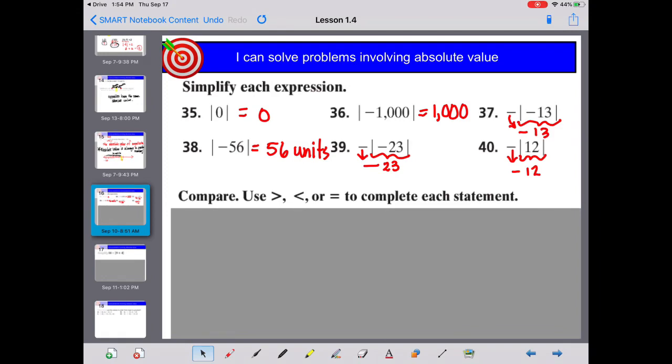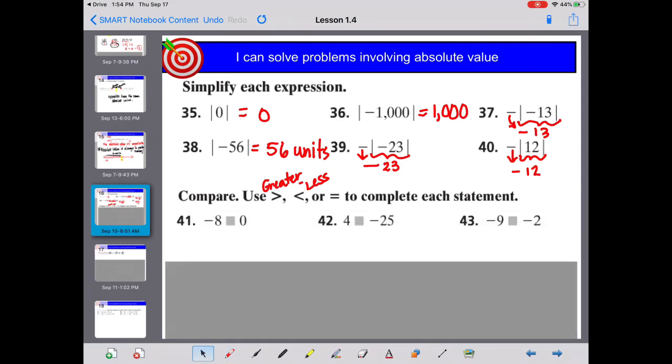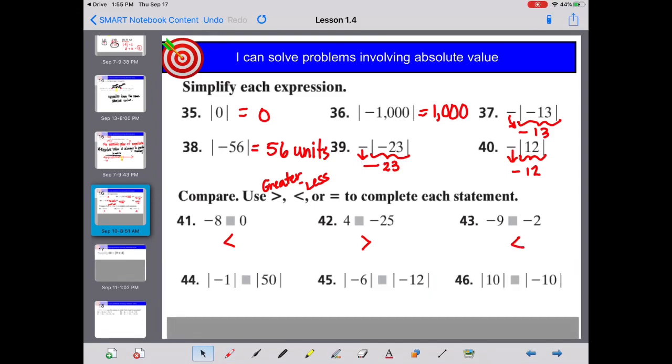Next, we're going to compare using the greater than, less than, or equal to sign to complete each sentence. Negative 8 and 0. On the number line, negative 8 is to the left of 0. So 0 is greater. Number 42. 4 is positive, and all positive numbers are greater than any negative number. 43. Negative 9 is to the left of negative 2 on the number line, and so negative 2 is greater.